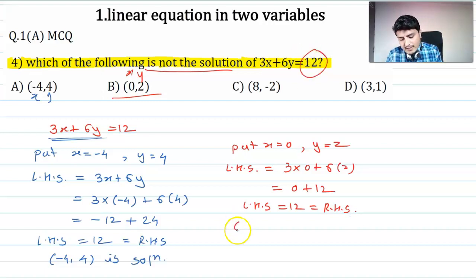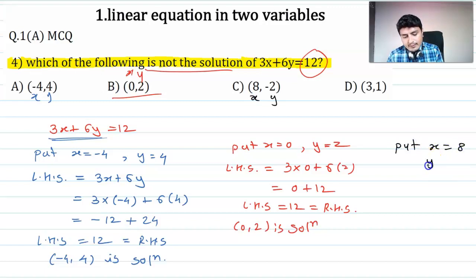So we can say here 0 comma 2 is the solution of the given linear equation in 2 variables. Now look at the third option, we have 8 comma minus 2, x value is 8, y is minus 2. So let us put x equals to 8 and y equals to minus 2. LHS is of the form 3 into 8 plus 6 into minus 2. So we are getting 8 3s are 24 plus minus 6 2s are 12. 24 minus 12 is 12, which is exactly equal to the RHS.